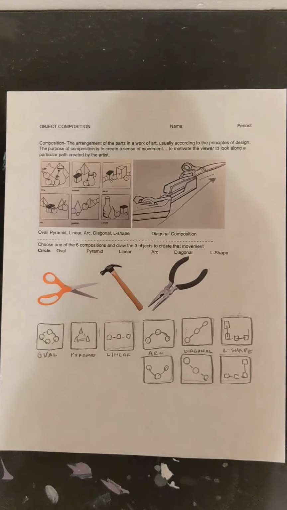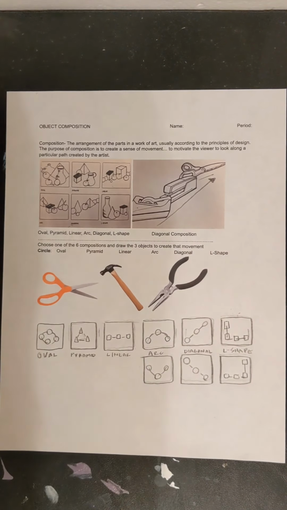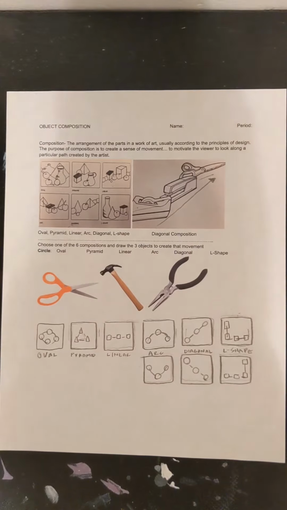When you look at pieces of art, you'll be able to kind of diagnose each one as a specific composition. You'll be able to take a look and say, well, that has an arc composition, or a linear composition, or a pyramid composition. They usually fit into one of these six categories.